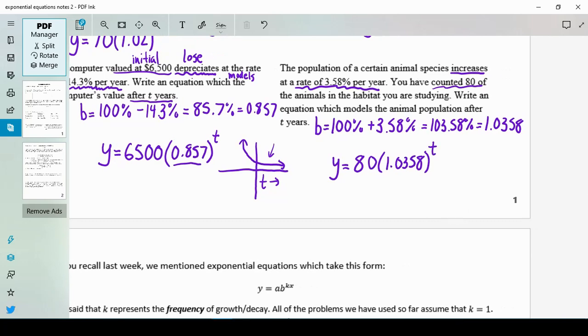Versus the second equation, we have a b value that is larger than 1, so that would be what we consider to be an exponential growth. So we should have something that looks like this. And again, the idea here is that as we increase the time, or as time goes along, the values for our y continue to increase. So that concludes part 1 of exponential functions. In the next portion, we'll take a look at what happens when we introduce a k value.